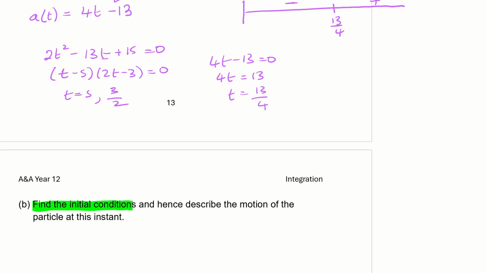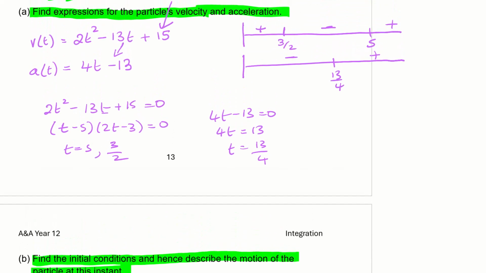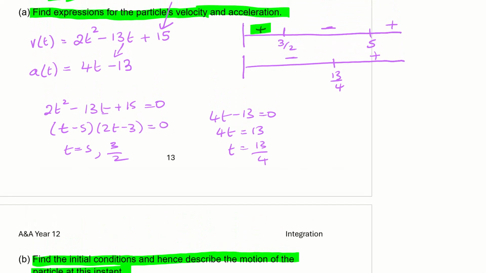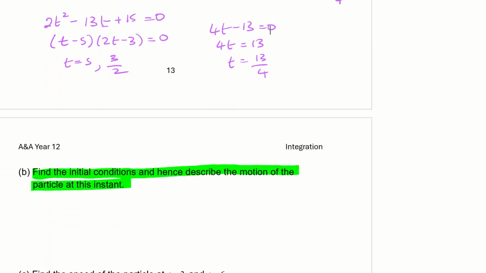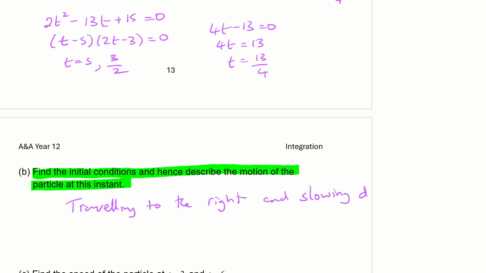Find the initial conditions and hence describe the motion of the particle at this instant. Well, it's travelling in a positive direction but with a negative acceleration. So it is travelling to the right, or in the positive direction, and slowing down. And that's because we have a velocity that's going that way and an acceleration that's going that way.